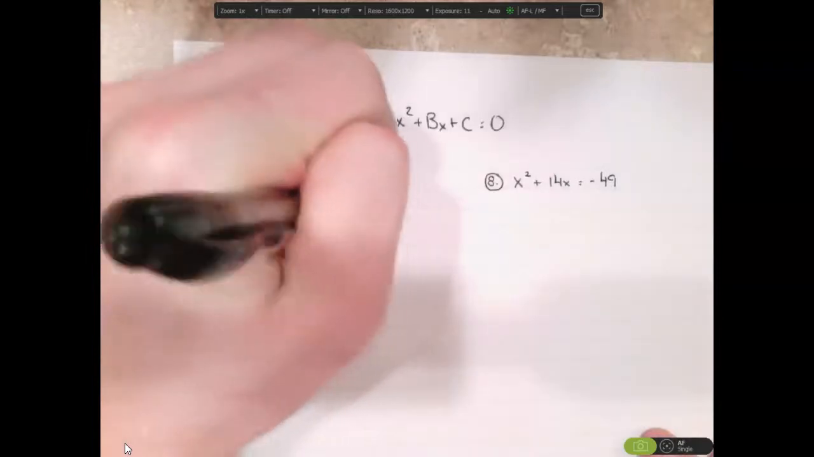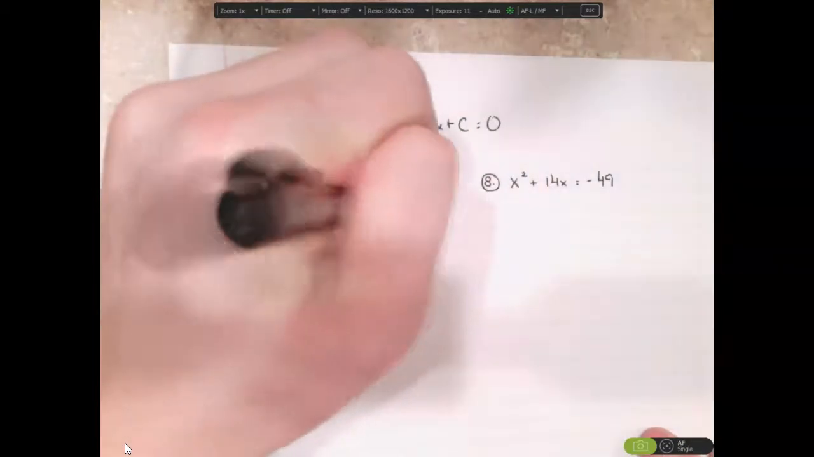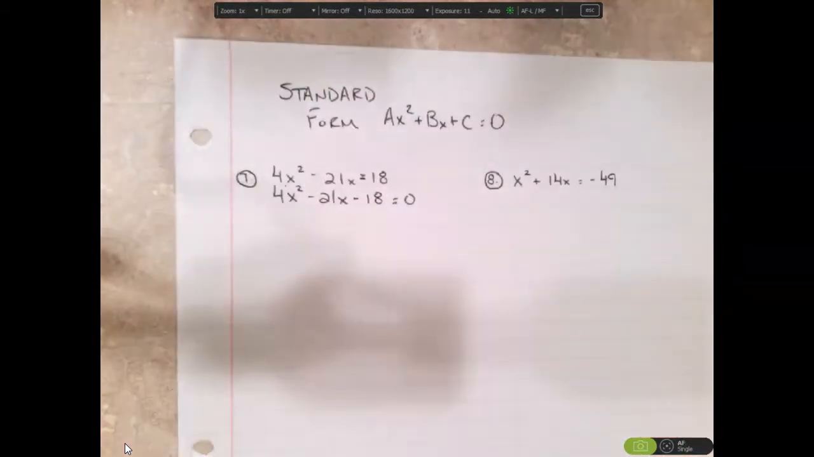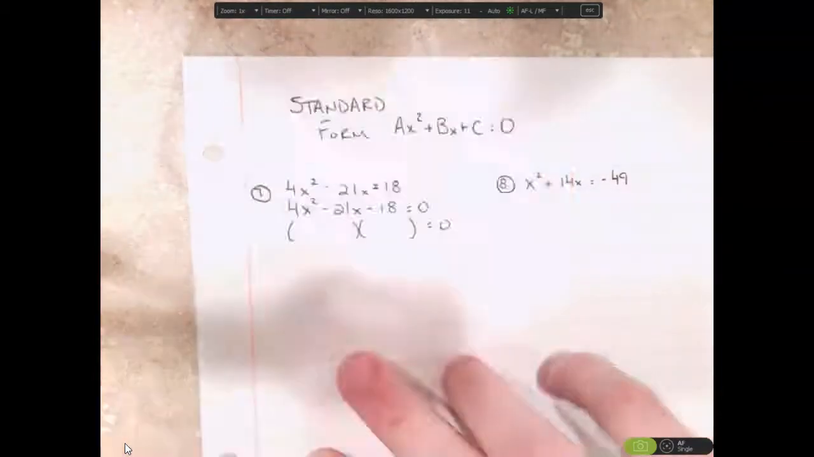So I have 4x squared minus 21x. I move it to the other side because it's a positive. I need to subtract it. So minus 18 is equal then to 0. And now I have it in standard form, and I can solve this problem very much so like I just did the previous set of problems. I want to factor this into two quantities that equal 0.